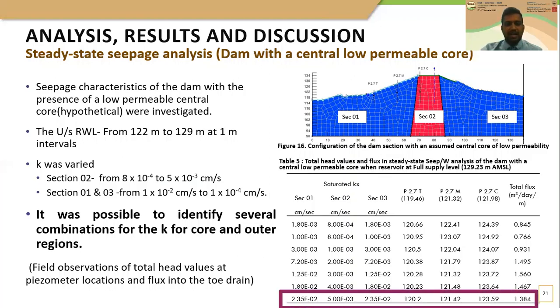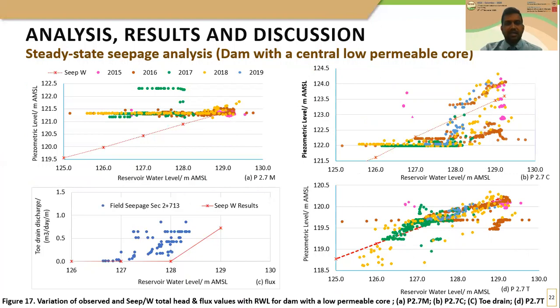Those coefficients are in the table as given here. One such combination identified is 5 × 10^-3 for the core and 2.35 × 10^-4 for the outer regions. And here the variation of total heads and flux values obtained for the field and CW results with reservoir water level is shown for the previous combination. So unlike the homogeneous case, now the values coincide with the actual field condition.